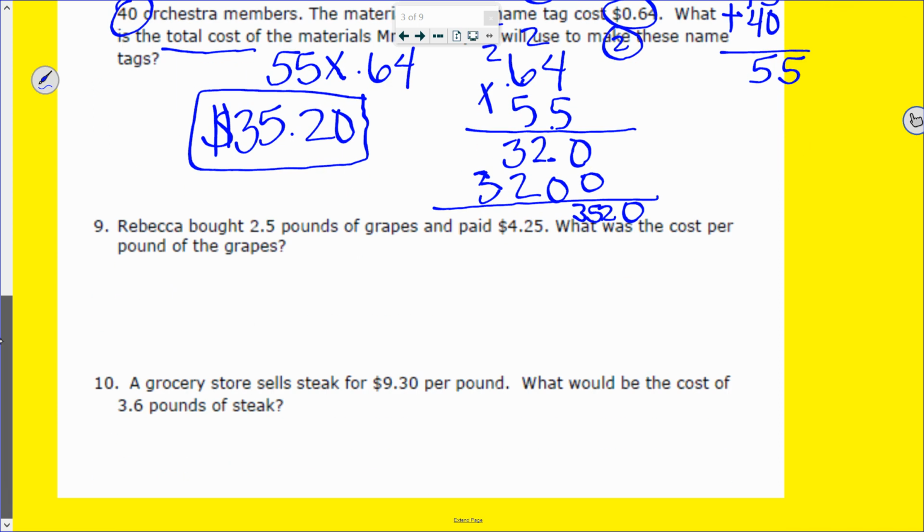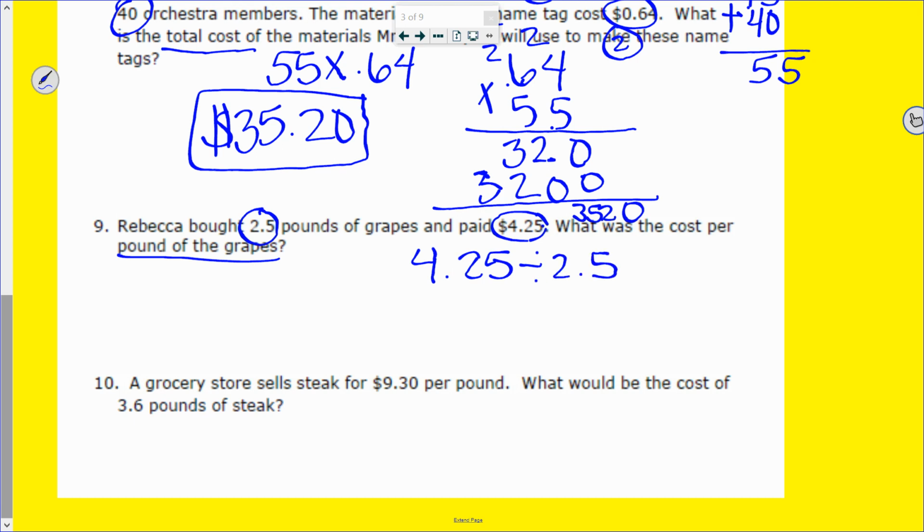Number 9. Rebecca bought 2.5 pounds of grapes and paid $4.25. What is the cost per pound? So on this problem, you're given the amount for 2.5 pounds, and now you want to know how much for 1 pound. This is going to be a division problem. So 4.25 divided by 2.5.